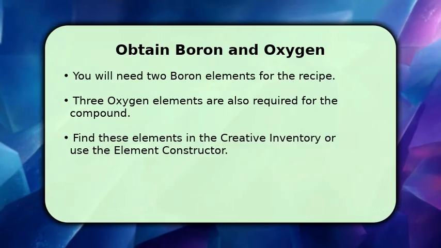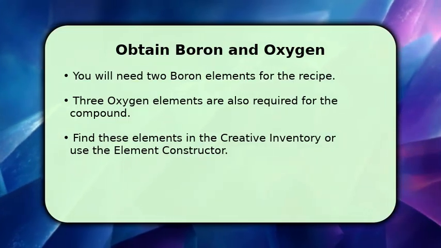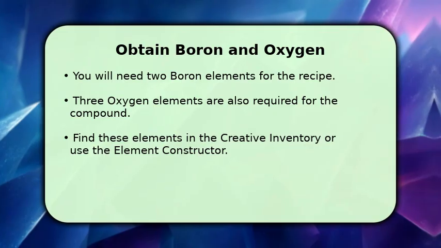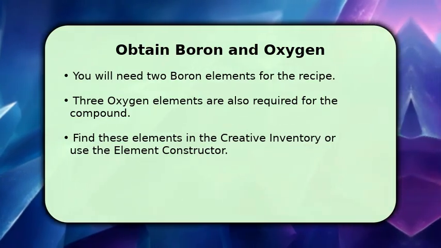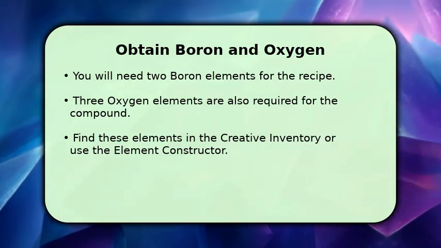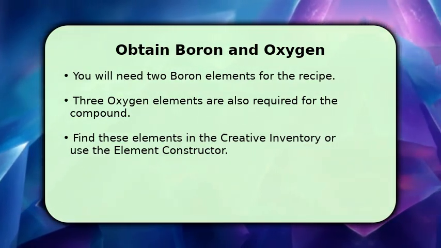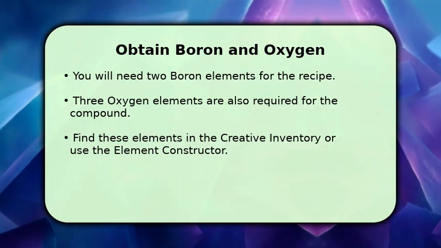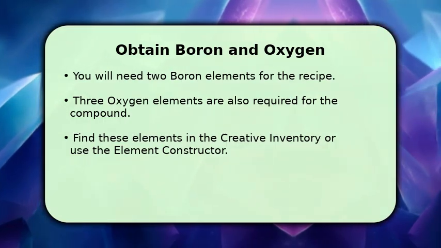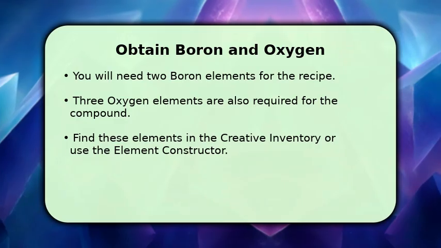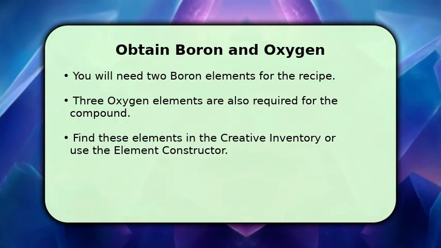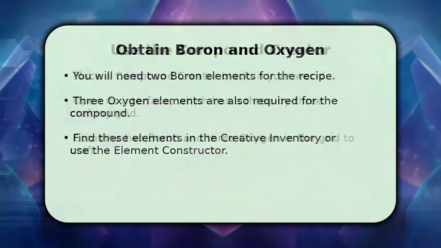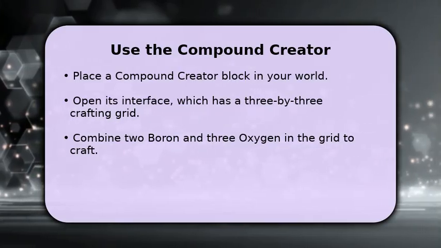Now that chemistry is enabled, you'll need to gather your ingredients. To make boron trioxide, you'll require 2 atoms of boron and 3 atoms of oxygen. You can easily find these element blocks in your creative inventory. Alternatively, if you're in survival mode with chemistry enabled, you can use an element constructor to synthesize these specific elements from their constituent particles. With your elements in hand, it's time to craft.